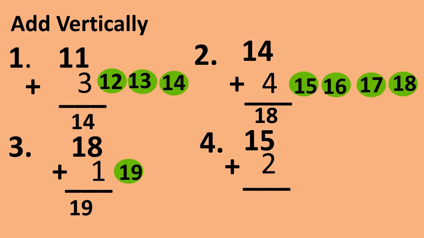Now fourth sums. In fourth sums we have 15 plus 2. So 15 number we will keep in our mind, and for 2 number I will draw 2 dots. Now we will count after 15. 16, 17. So what answer we got? Yes, 15 plus 2 is equal to 17.